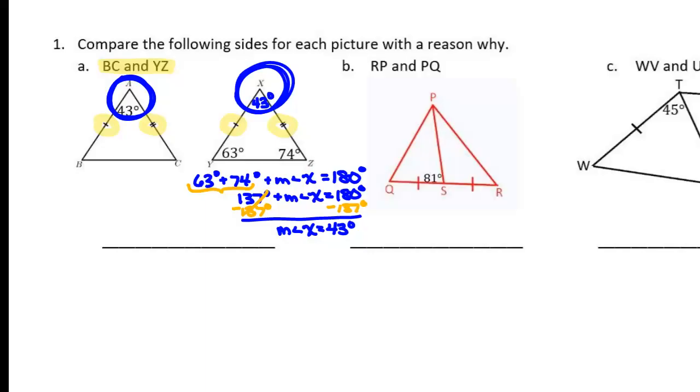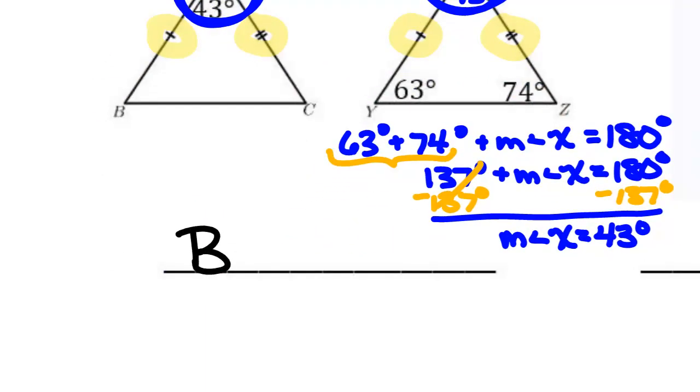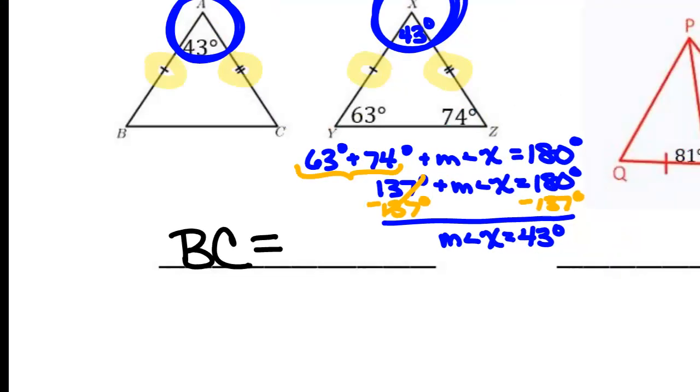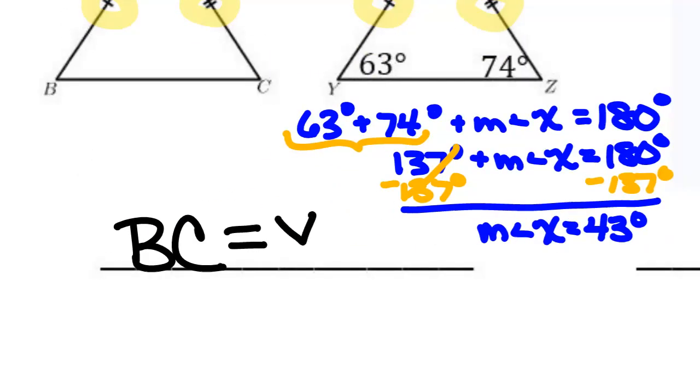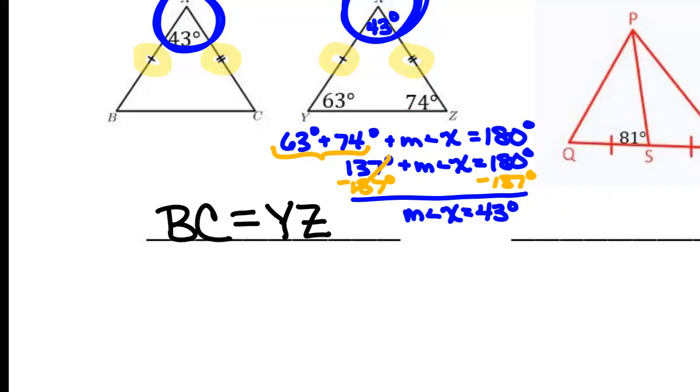Well, which one of these two sides would be bigger if those two angles are the same? Or would they be the same size? If my included angles are the same size, and I have two pairs of congruent sides, then the third sides would also be congruent. So what I'm going to write on the line is that the length of BC is equal to the length of YZ. Yep.